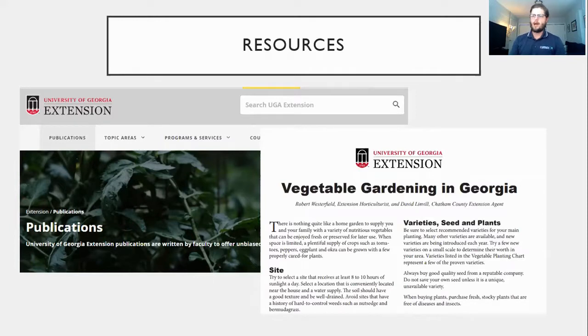Regardless, we have a full library there, and in particular, I've screenshotted one of the more useful ones, written by Bob Westerfield, one of our horticulturalists. It's called Vegetable Gardening in Georgia. We've handed out probably a couple dozen copies of this already this year to folks getting their garden started. It comes with a copy of our vegetable calendar, which will give you variety recommendations, planting depth and spacing recommendations. I think it really is a good one-stop shop for gardening in Georgia and getting a sense of things that we would recommend.